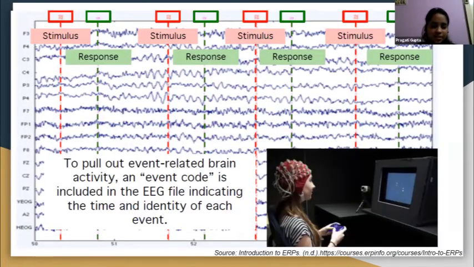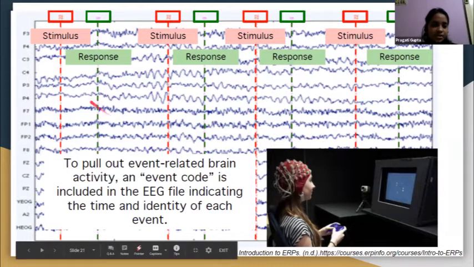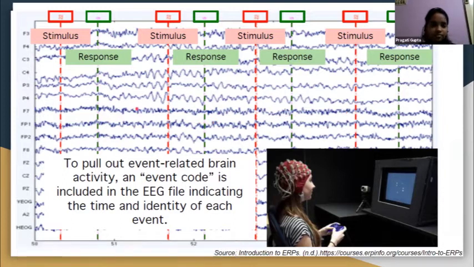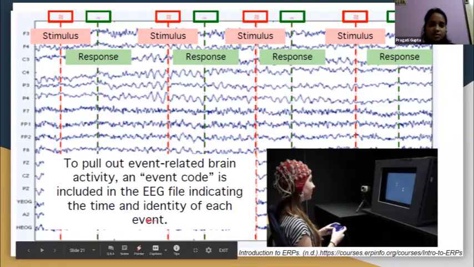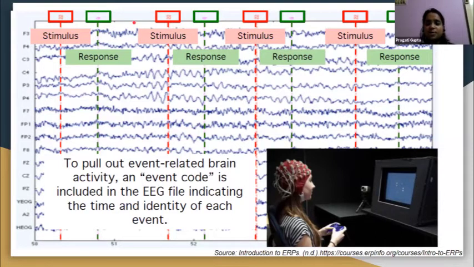So these are event-related potentials. These are four epochs, and these are the stimulus and the response. These are the markers: at this time point we see a stimulus and then we respond to it. So these are event-based recordings. To pull out event-related activity, an event code is included in the EEG file, indicating the time and identity of each event. These are markers placed before the recording starts, while designing the experiment, where we put these markers simultaneously with the stimuli.